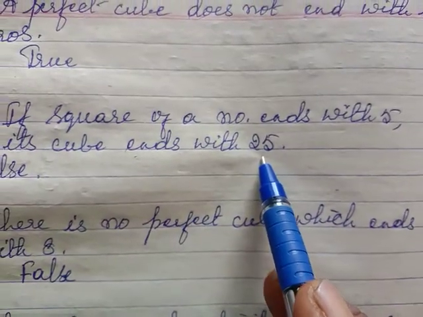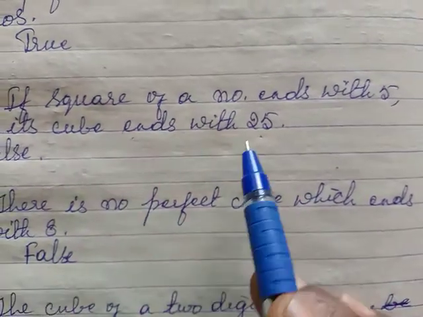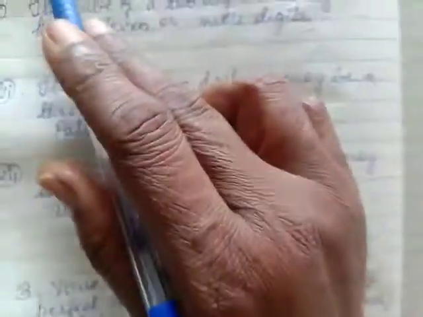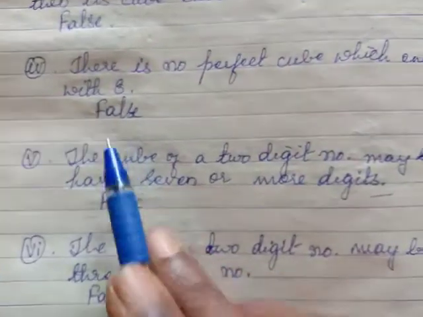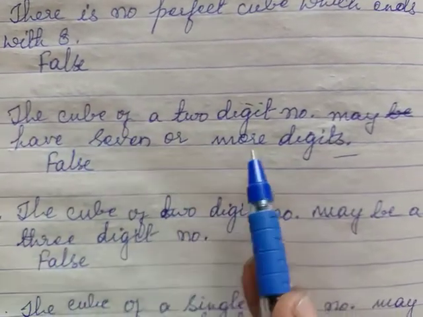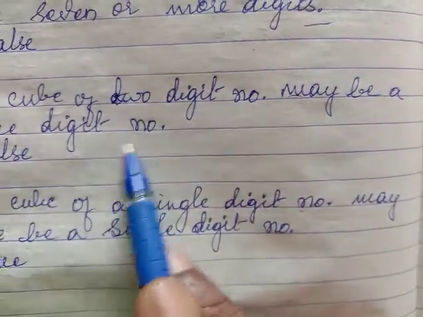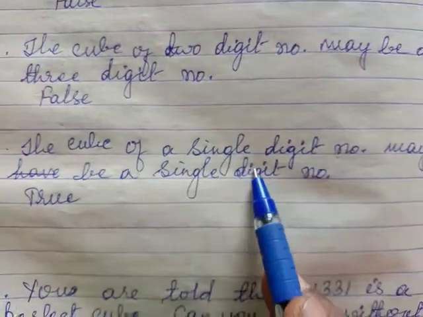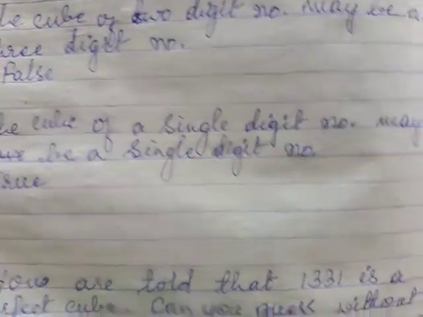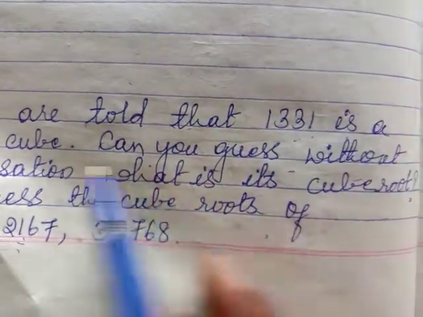25. Okay, the square of a number. Understood? So 5 fives are 25. It is actually false. There is no perfect cube which ends with 8. False. Okay, then: the cube of a 2-digit number has 7 or more digits. False. The cube of a 2-digit number may be a 3-digit number. False. Okay, the cube of a single digit number may be a single digit number. It is true.